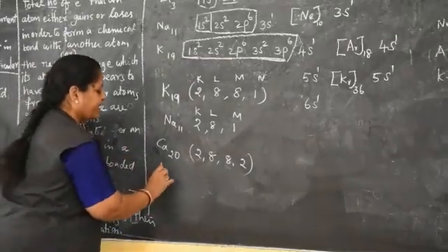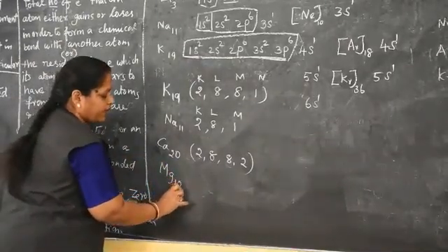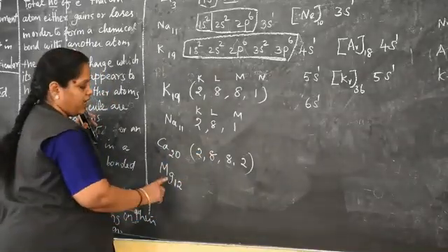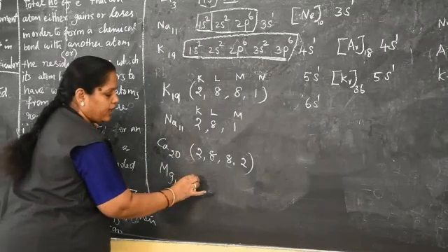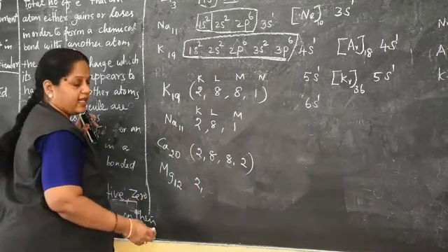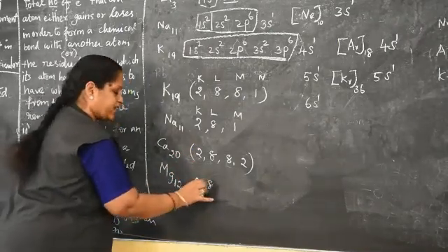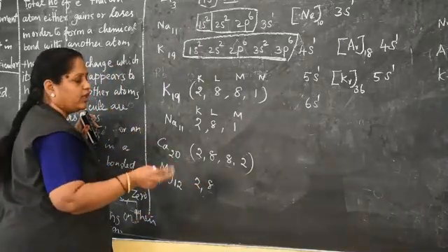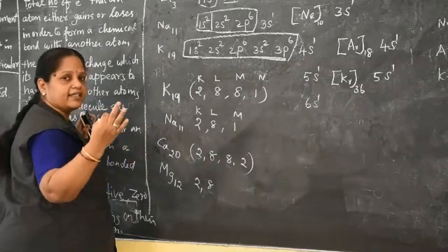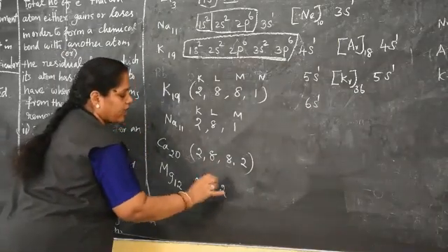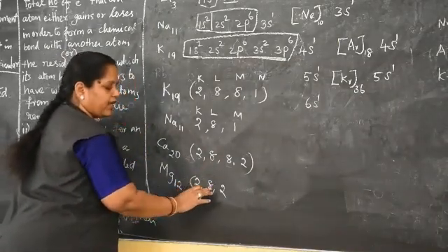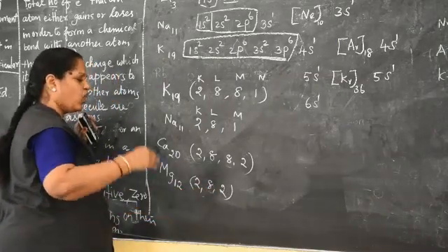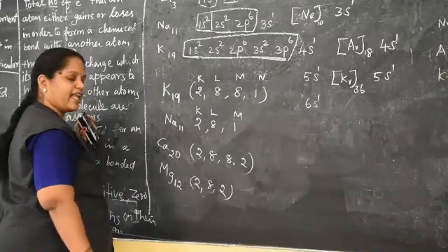Let us consider magnesium. The atomic number of magnesium is 12. So how will you represent it like this? First cell, 2 electrons. Second cell, how many electrons? 8 electrons. So 10 over. Remaining how many electrons? 2. That enters which cell? Third cell. So what is the electronic configuration? 2, 8, 2. Like that, whatever the element, you can write like this.